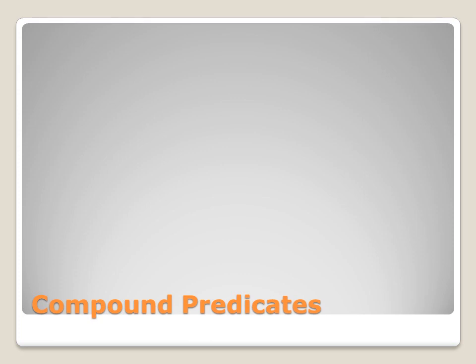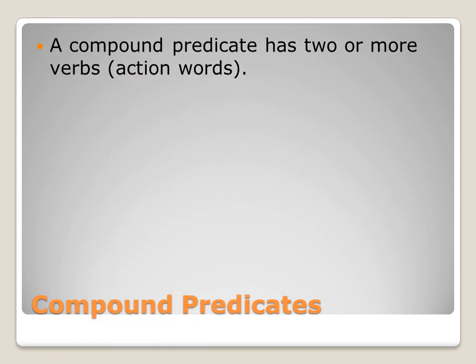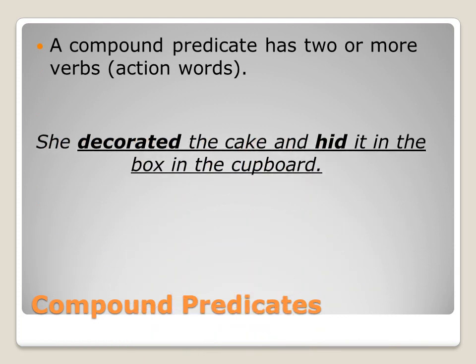Compound predicates are similar, but have one little piece that's different. A compound predicate has 2 or more verbs or action words. Here's our example for this one. She decorated the cake and hid it in the box in the cupboard. Just like in the last slide, you'll see that I have the verbs in bold. But in this one sentence, there are 2 separate verbs, decorated and hid. Therefore, this is a compound predicate. Decorated the cake and hid it in the box in the cupboard.